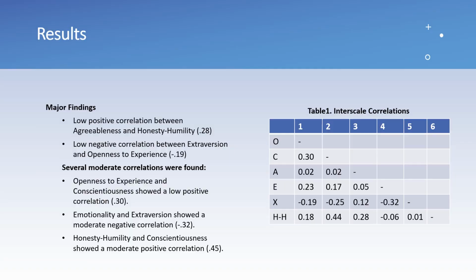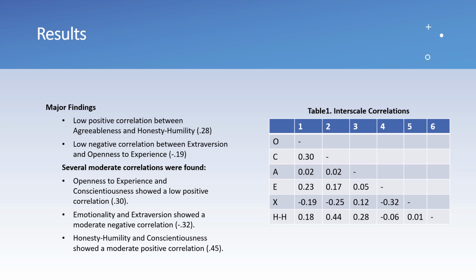Now let's take a look at the results of the study. The results of this analysis are contained in Table 1. Based on Cohen's guidelines, an r equal to 0.1 is a small correlation, 0.3 is moderate, and 0.5 is large. Results showed a low positive correlation between agreeableness and honesty-humility, with r equal to 0.28.